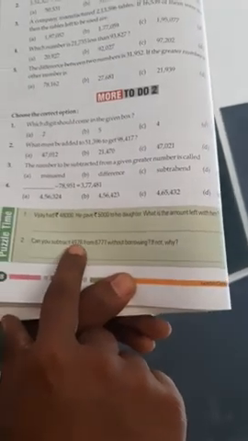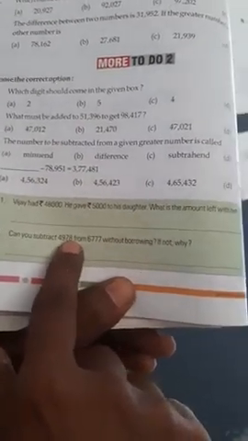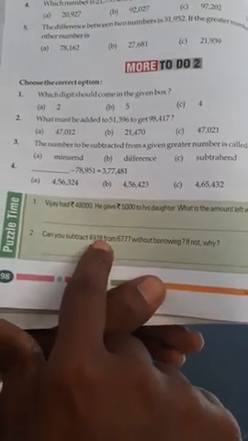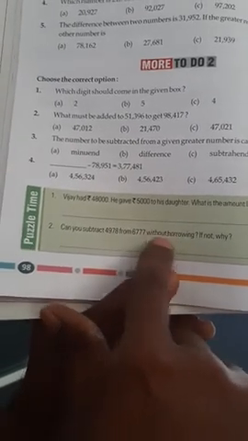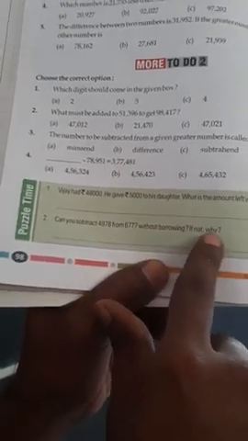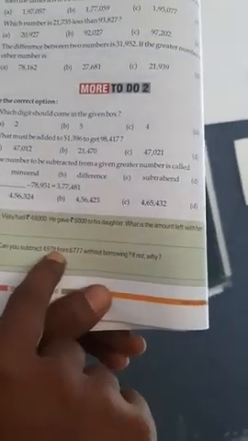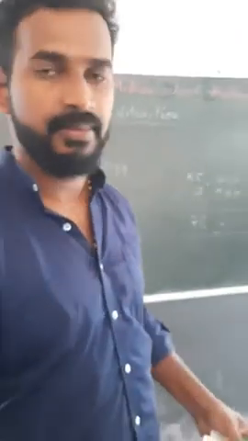Can you subtract this 4,978 from 6,777 without borrowing? No, because in the one's place there is 8, here there is 7. So we have to borrow. If not, why? Because 8 is greater than 7, so we cannot subtract 8 from 7. So in this way you can give the justification. That's it.